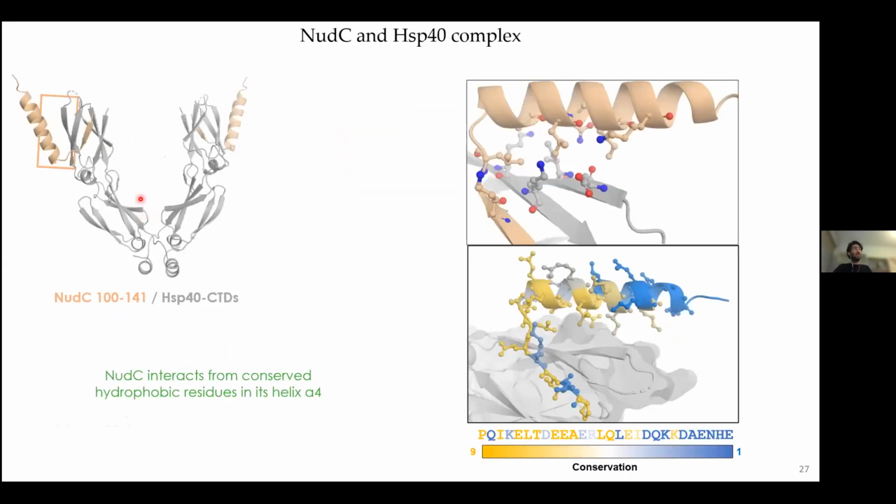If we look in more detail at this interaction, we can see that this helix alpha 4 interacts mostly through sidechain hydrophobic interaction with the CTD1 domain. And if we look at the conservation of these residues, we can see that all the residues, the yellow residues pointing toward the domain, are very highly conserved, while the residues that are pointing toward the solvent are not. So it really validates that the structure that we observe in the crystal and by NMR is biologically relevant, because it is conserved between species.